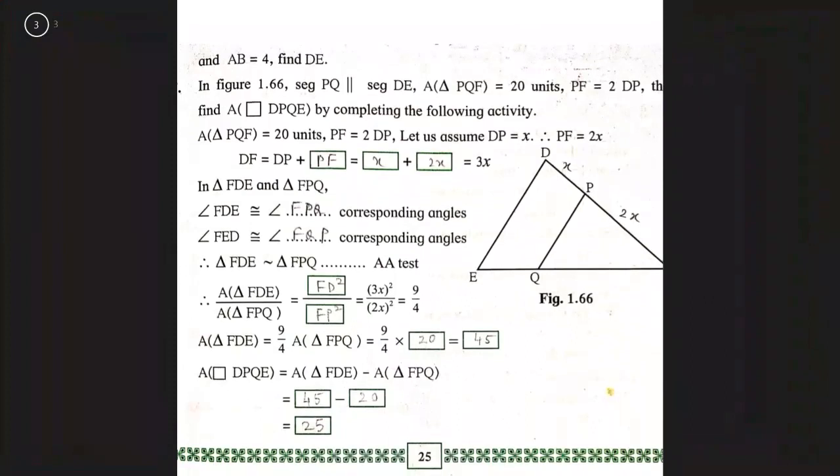In figure 1.66, segment PQ is parallel to segment DE. Area of triangle PQF is 20 units. So the vertex of this triangle is PQF, and the area is 20 units. PF is 2 times DP. Find area of quadrilateral DPQE by completing the following activity. So most of the things are given to you. You need to just fill up the boxes.